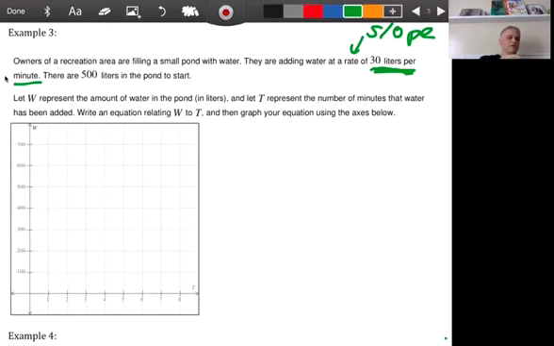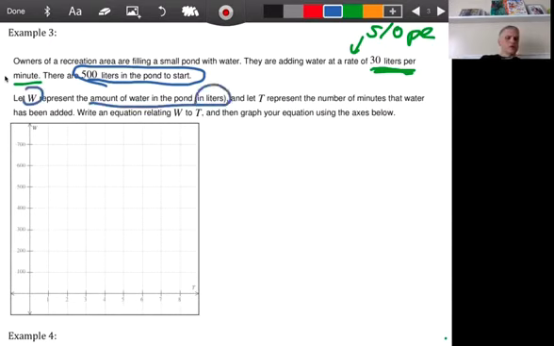There are 500 liters at the start. So that's my initial amount. That's my fixed amount that we start with. And now we're going to add on to it from there. Right? And it says let W represent amount of water in the pond in liters. And it says let T represent the number of minutes. Right? Write an equation and then graph your equation. So let's write our equation first.